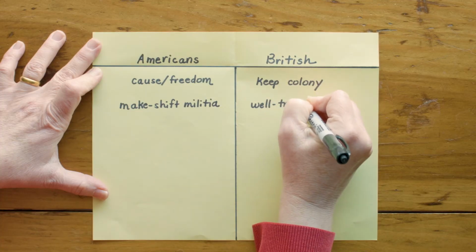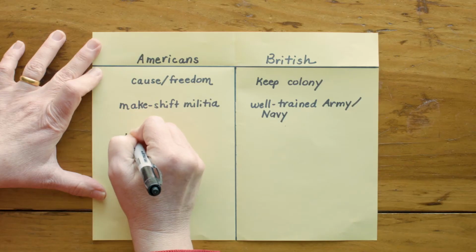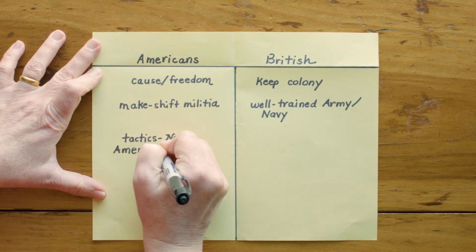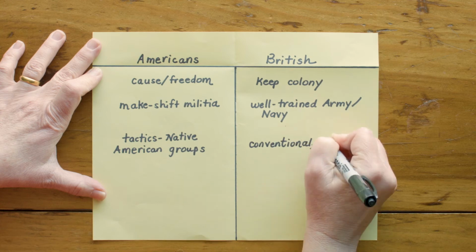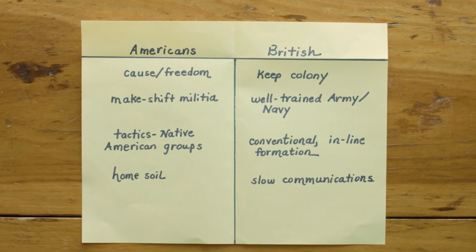But the British, arguably, were the world's most trained army and navy, with great vessels. And the Americans had the home field advantage, and they knew the land, and they learned tactics from Native American tribes living there. The British used a lineup formation that they had been successful with for years. But a comparative analysis will let us look at all this and think about it in a historical light.